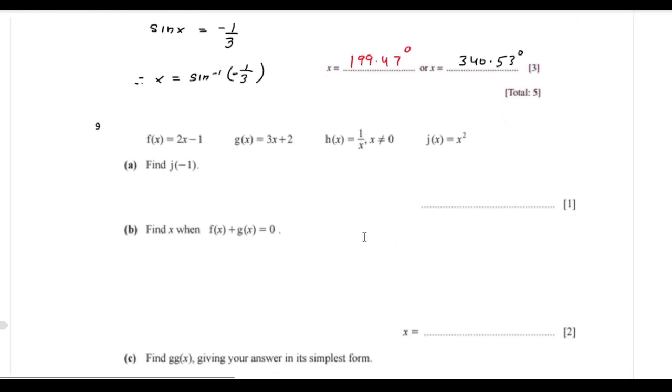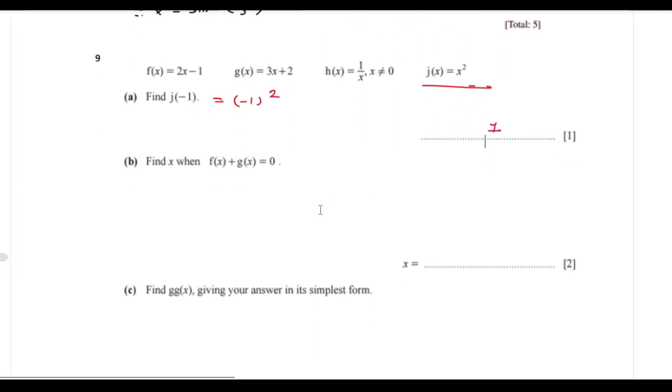Okay, this is a little tough. Next, f(x) is given as 2x minus 1, g(x) is given as 3x plus 2, h(x) is given as 1 upon x, and j(x) is given as x squared. We have to find first j of minus 1. So j of minus 1 will be equal to minus 1 the whole squared. Minus 1 the whole squared is going to be plus 1. So this answer is plus 1.